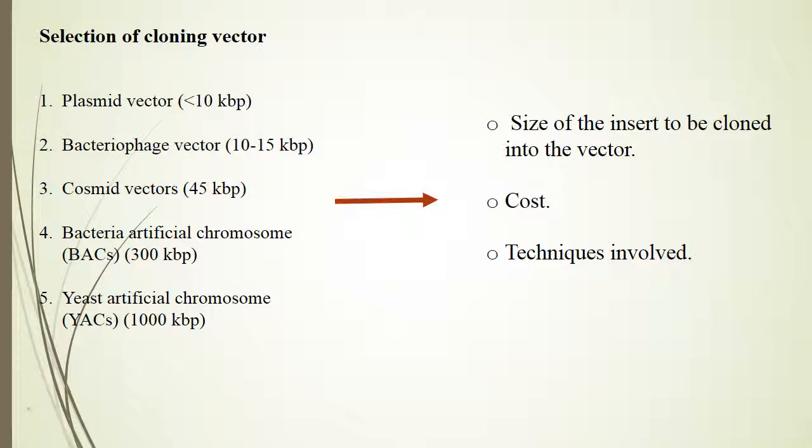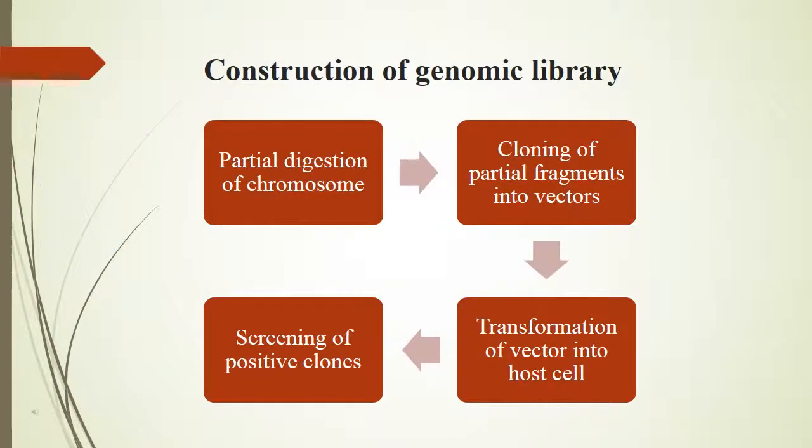Besides sizes, cost and techniques involved will be taken into consideration. Next is the construction of genomic library. First, partial digestion of chromosome. Next, cloning of partial fragments into vectors. Then, transformation of vector into host cell. Last, screening of positive clones.